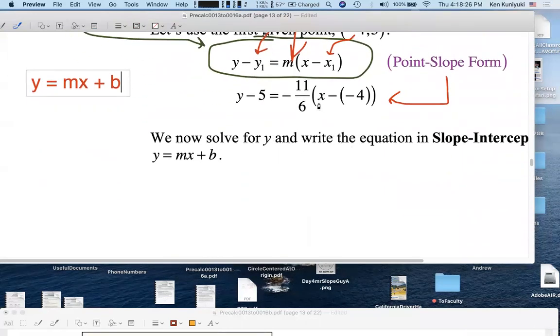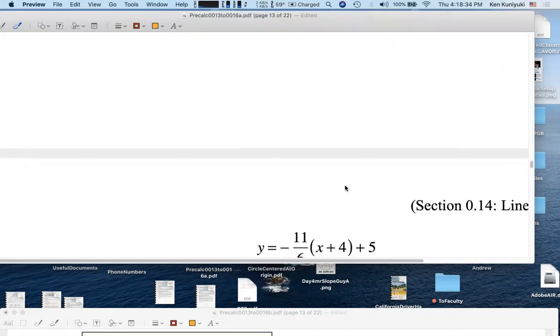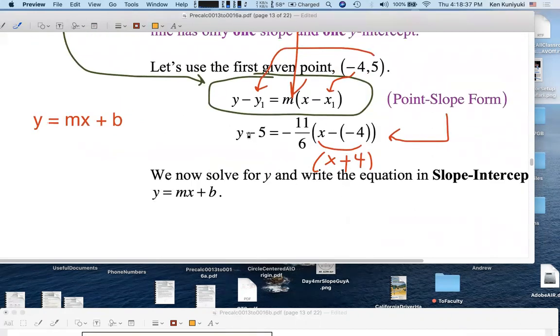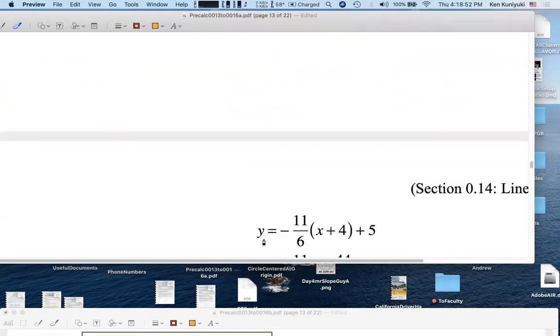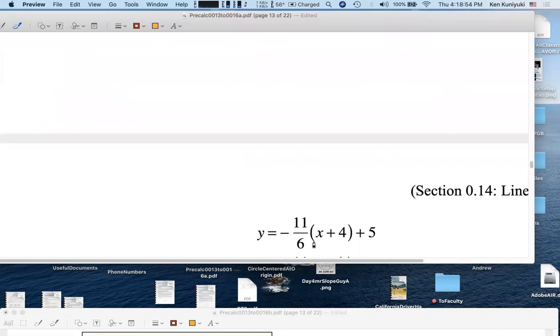First of all, x minus negative 4, that's x plus 4. Cleaning up the signs there. Okay, and while we're at it, I have y minus 5 on the left. In the end, I want y all alone. So why don't we go ahead and add 5 to both sides? Don't say move, say add. We're going to add 5 to both sides. So then we get y all alone, negative 11/6 times the quantity x plus 4, all plus 5.